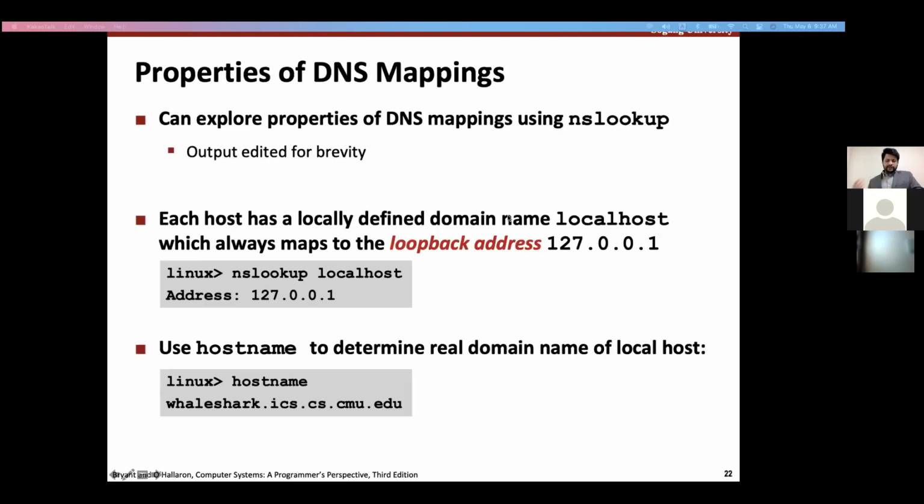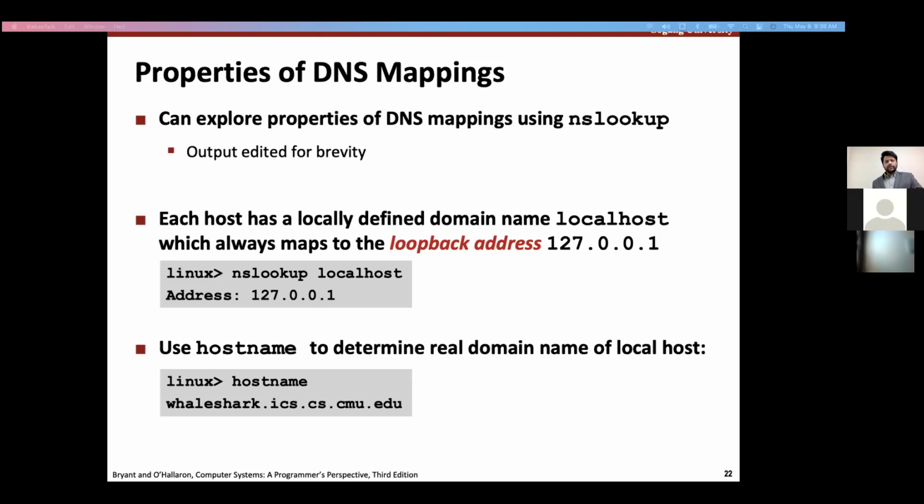So what are the characteristics or features of this DNS mapping, and why is it actually required? We can explore the properties of DNS mapping using nslookup, the naming system lookup. The output is edited for brevity so that you can have more clarity. Each host has a locally defined domain name. For example, you have localhost on your system, which is always mapped to a loopback address. Some people call it local IP, but local loopback address is the most appropriate name for this IP.